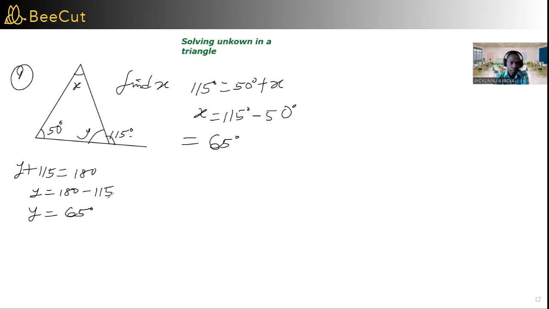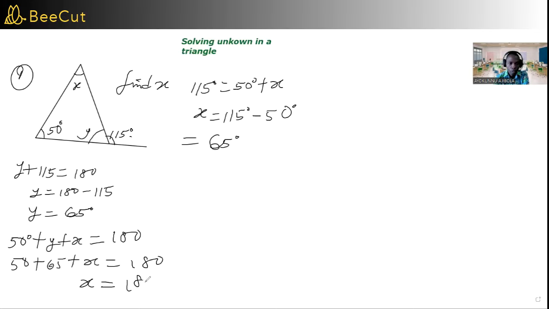If Y is 65, then I need to find my X, and I can say 50 degrees plus Y plus X is 180 because the sum of angles in a triangle is 180. So Y is already 65, so 50 plus 65 plus X equals 180. Then I say X equals 180 minus the addition of these, which is 115. And that gives me 65. So that is pretty easy. We're going to look at the second one now before I clear the screen.